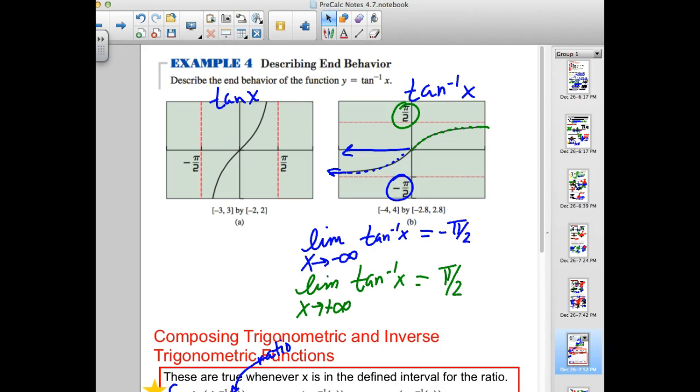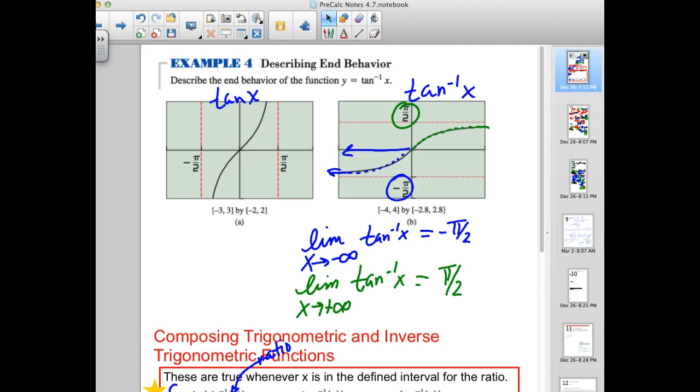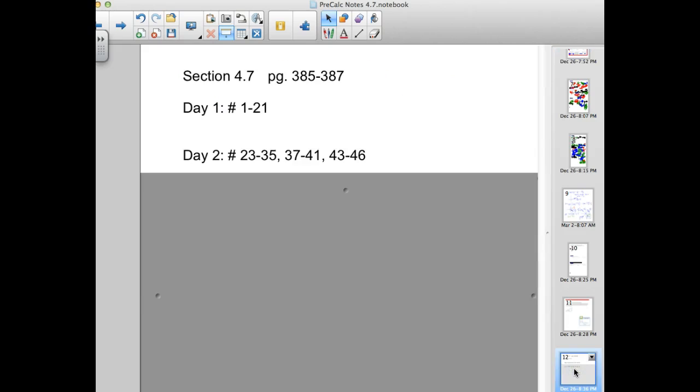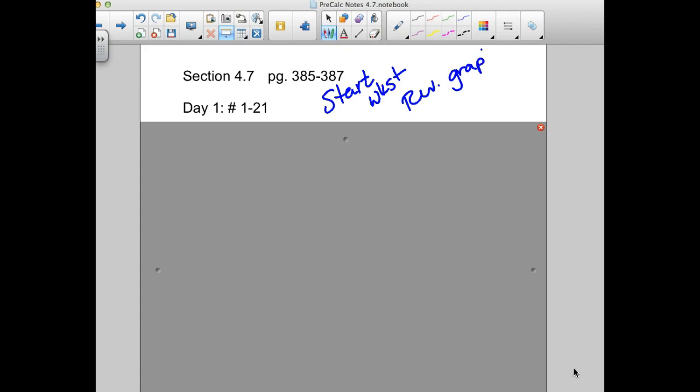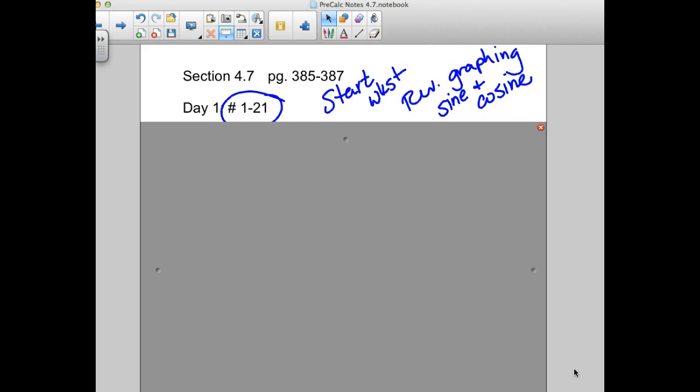All right, so our day 1 homework assignment is page 385, questions 1 through 21. I'm also going to give you a worksheet to just start. I don't expect it to be done tomorrow, but I'm going to have you start the worksheet that reviews graphing sine and cosine with translations. All right, so do this first, but it should be fairly quick, and then get started on that worksheet.